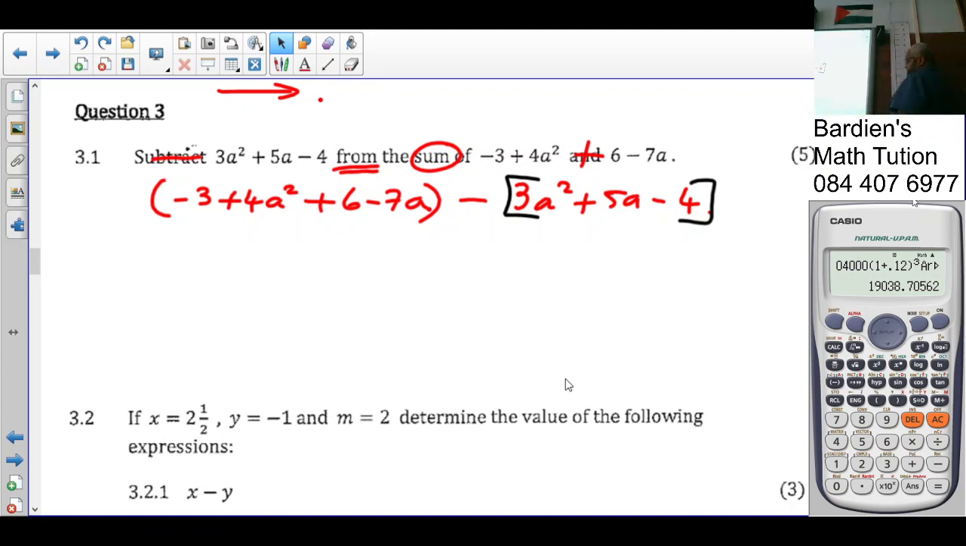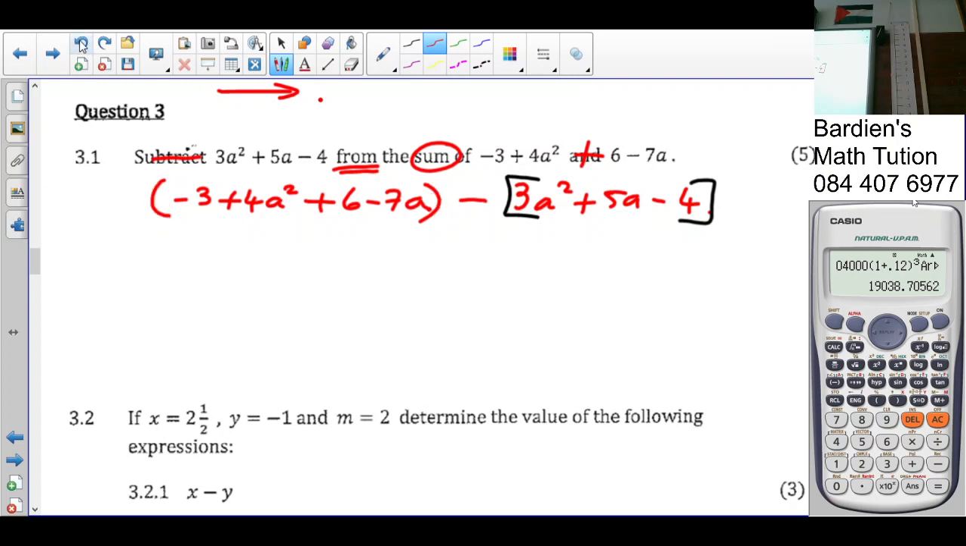So at this point, we spoke about subtract. Subtract means to say minus 3a squared plus 5a minus 4 from the sum of. Whatever follows from, you write first. So we had to add negative 3 plus 4a squared to 6 minus 7a, hence what we have in brackets here. And we have to subtract it with 3a squared plus 5a minus 4. So we said, whatever follows a negative, you must put it in a bracket. So in other words, I didn't need these brackets there.